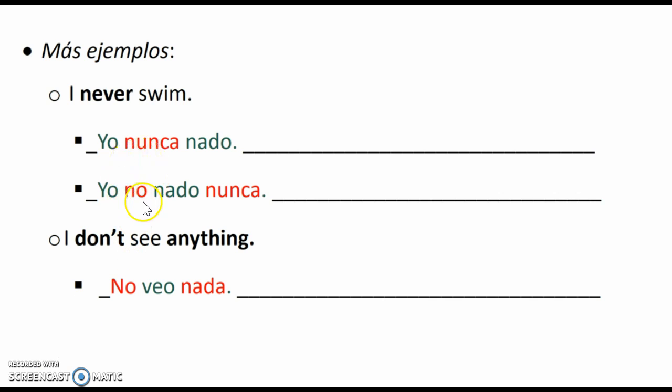So here we have an example of a double negative. We start with the word no, and then after the verb, it's followed by the word nada. In the case of nada, it has to be a double negative. The word nada never starts a sentence with a verb in the sentence.